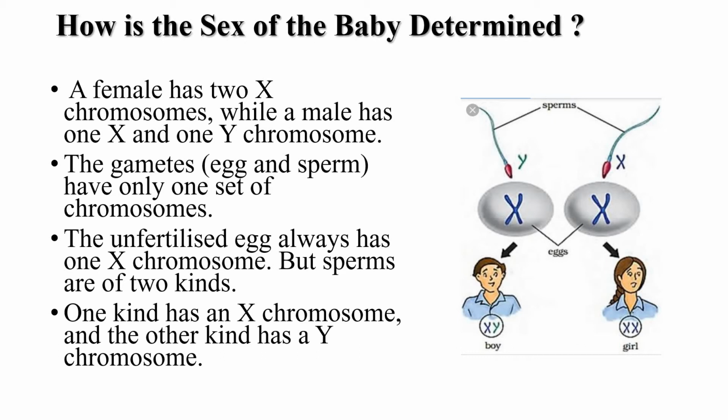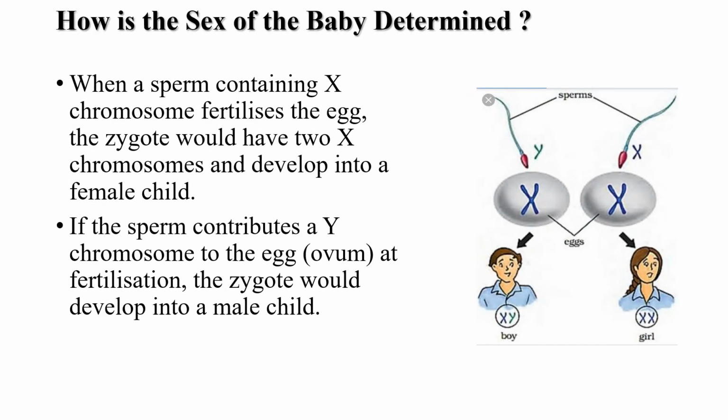Students, half of the male gametes or sperms carry the X chromosome and the other half carry the Y chromosome, and all the female gametes carry only X chromosomes. And students, now let us understand what happens during fertilization. When a sperm fertilizes an egg, the following situations become possible.